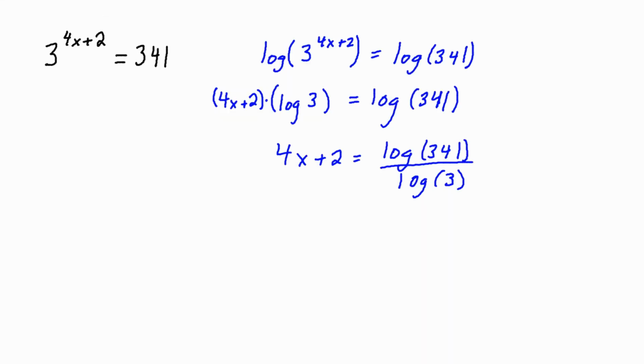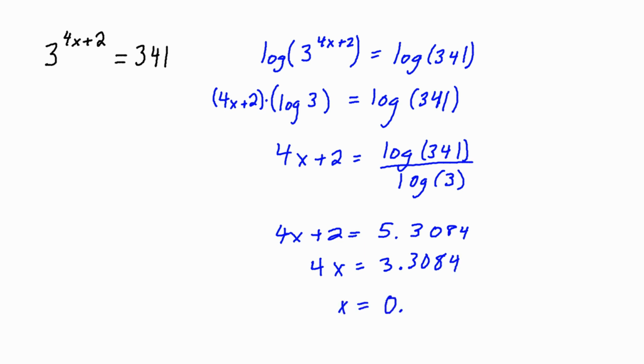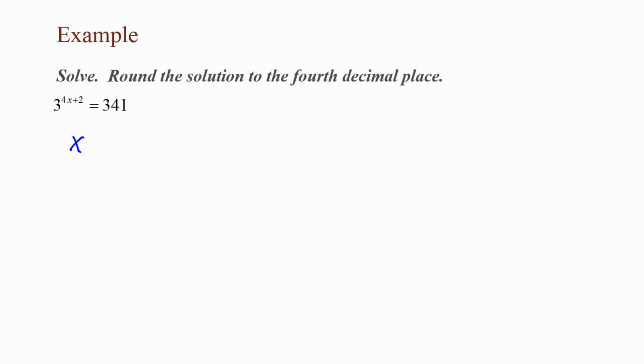So 4x plus 2 equals 5.3084. Subtract both sides by 2. So 4x equals 3.3084. Dividing by 4, x equals 0.8271. So for the equation 3 to the 4x plus 2 power equals 341, x equals 0.8271.